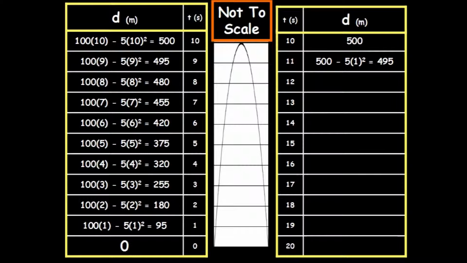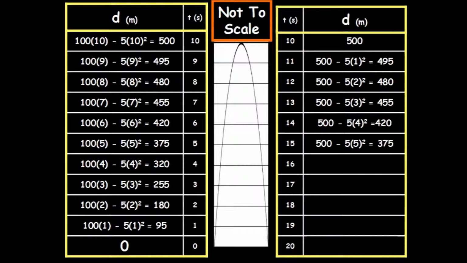Minus 20, which is 480. Then what is 5 times 3 squared? 45. What is it? Okay. You see how it's going down? You see the sequence of events?